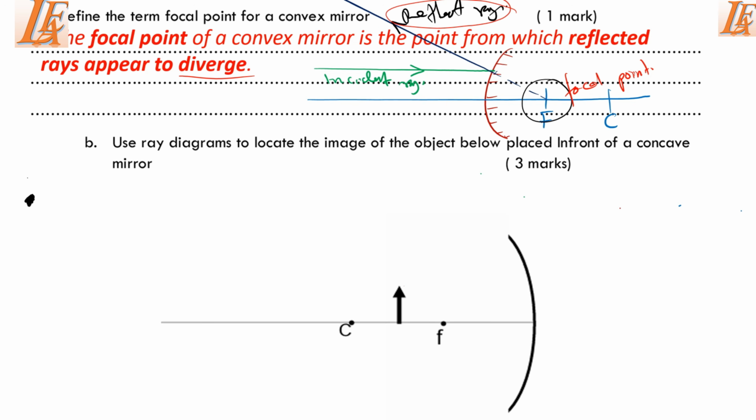Question B, use a ray diagram to locate the image of the object below placed in front of a concave mirror. So in this case, we have a concave mirror here on the screen, and we are going to use any of the 4 rays that we discussed.